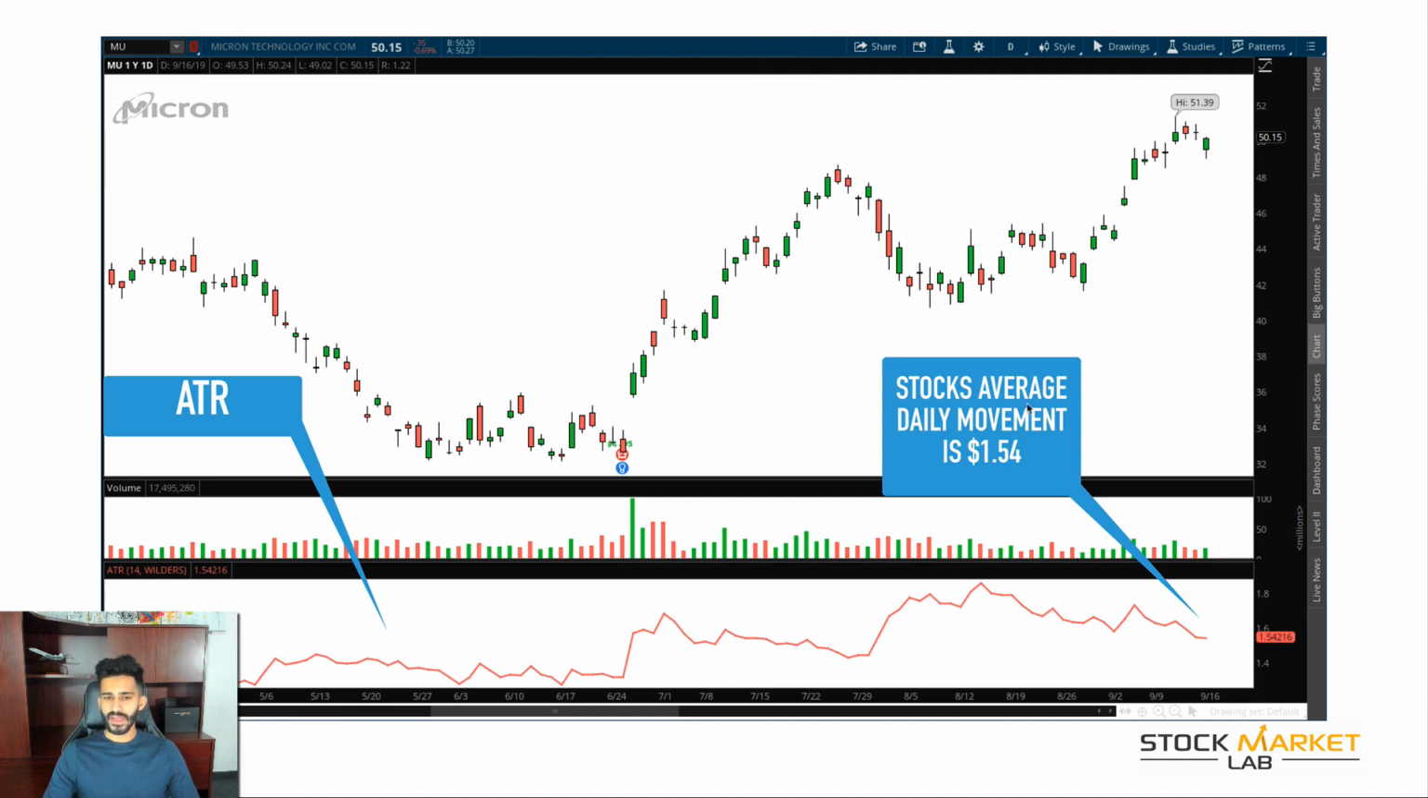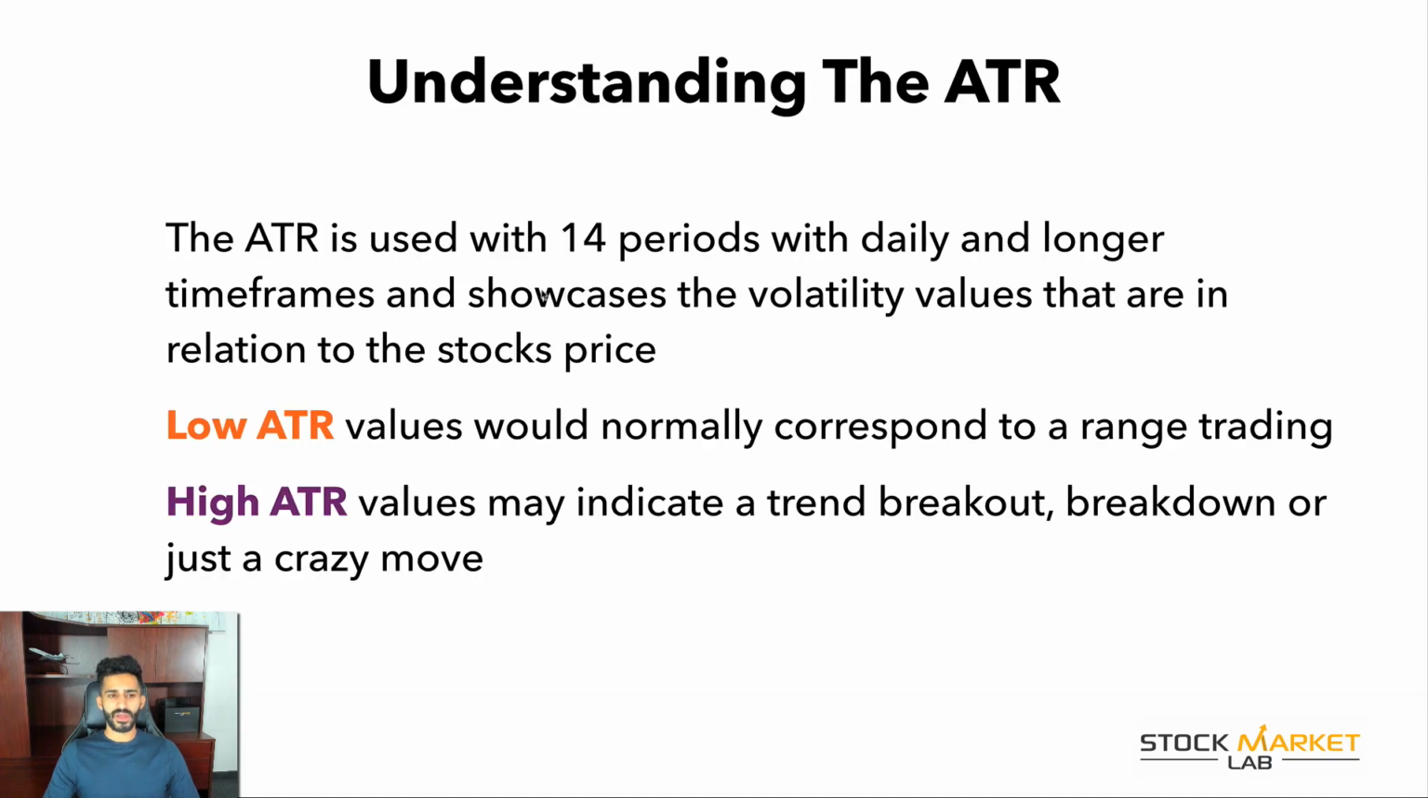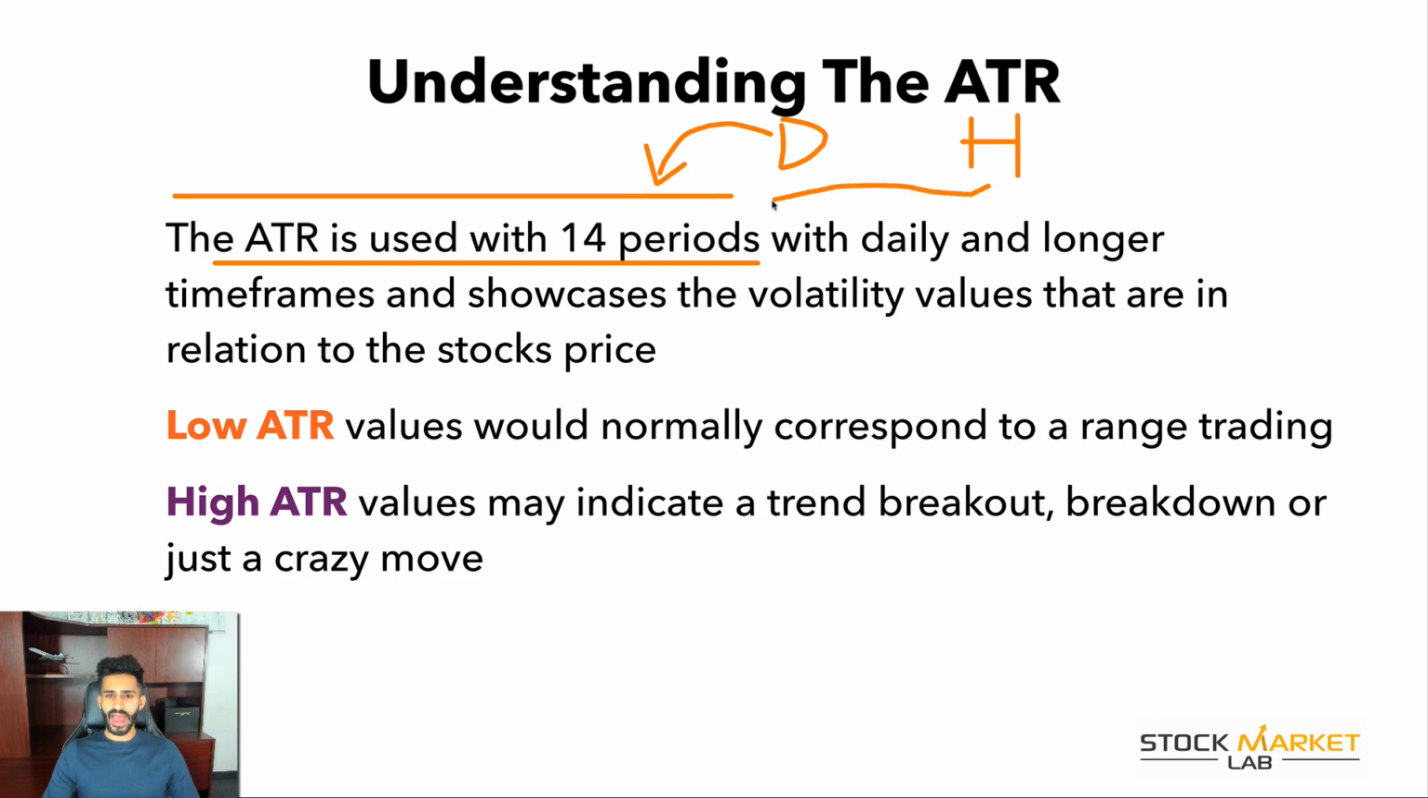So now, let's understand the ATR a little bit more. The ATR is used with 14 periods with daily and longer time frames and showcases the volatility values in relation to the stock's price. So basically, the standard setting of the ATR is that it calculates 14 days, right? What that means is if you have the ATR on a daily time frame, it's going to get the average for 14 days. If you have the hourly time frame, it's going to calculate the average for 14 hours. If you have the 1 minute time frame on, it's going to calculate the average for 14 minutes, right?